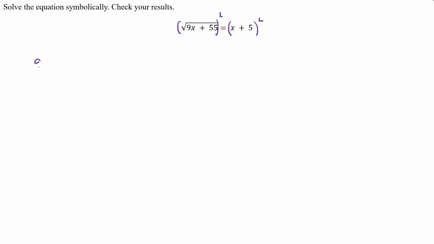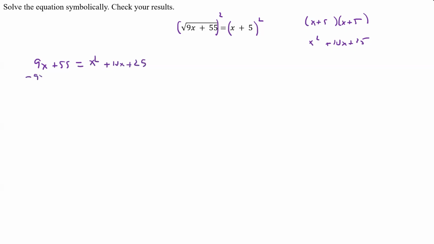So on the left, we get 9x plus 55. On the right, when we square this, remember, all we're going to do is FOIL. So that's going to be x plus 5 times x plus 5. So that's going to give us what? x squared plus 10x plus 25. So that gives us x squared plus 10x plus 25.